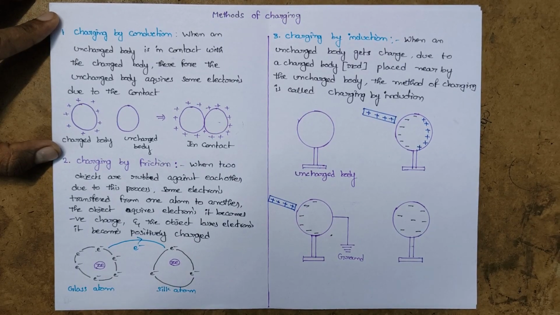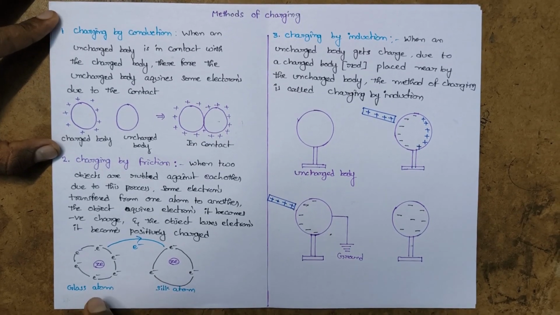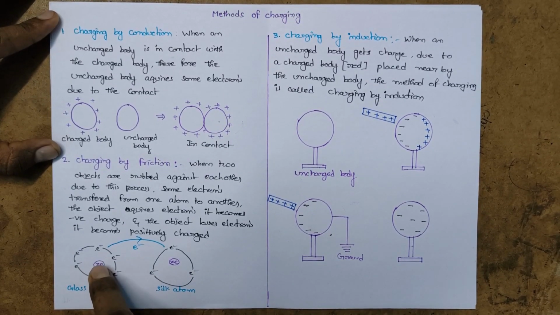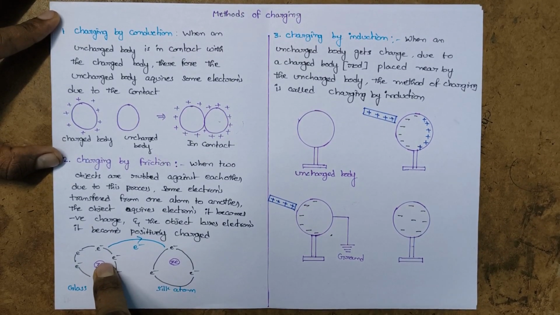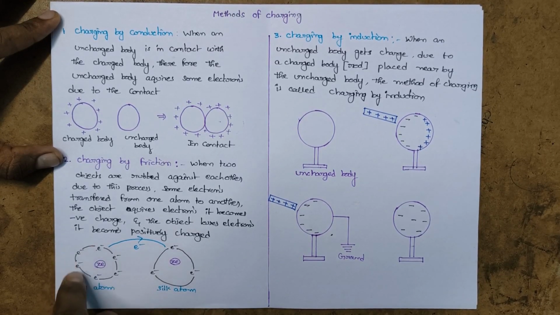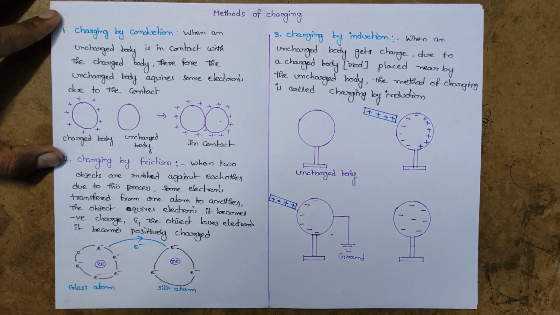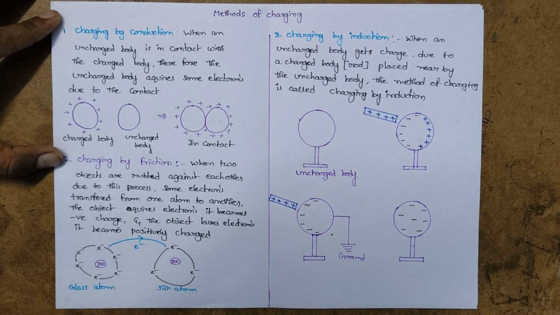So look at this diagram here. I have two atoms. One is a glass atom, another one is a silk atom. Inside the atom, the nucleus is present. At this location, both protons as well as neutrons exist. And here 1, 2, 3, 4, 5, 6: six electrons are revolving around the nucleus, isn't it?